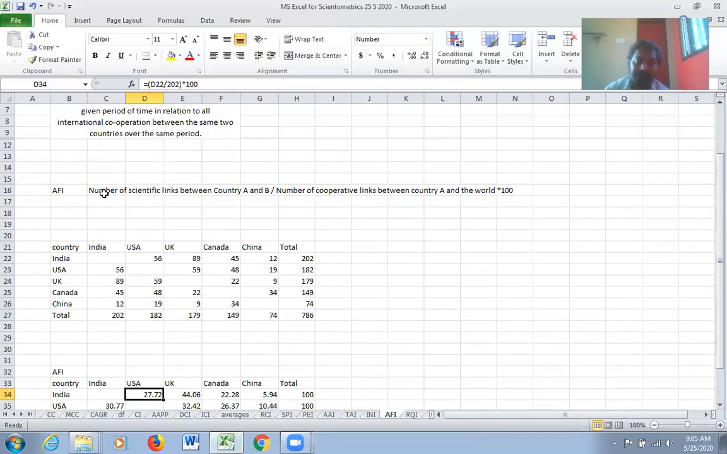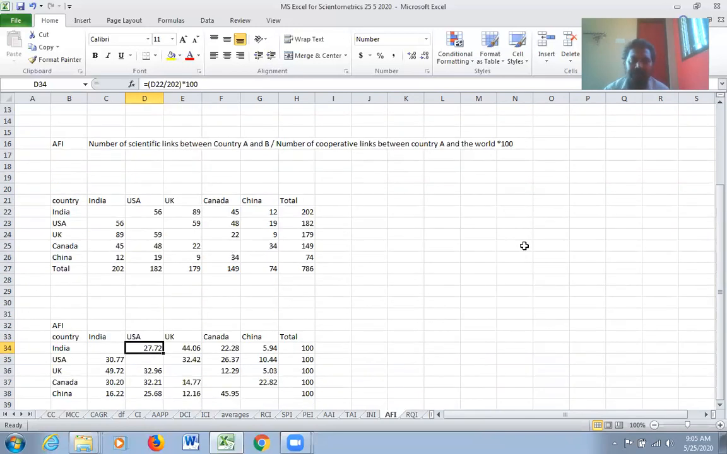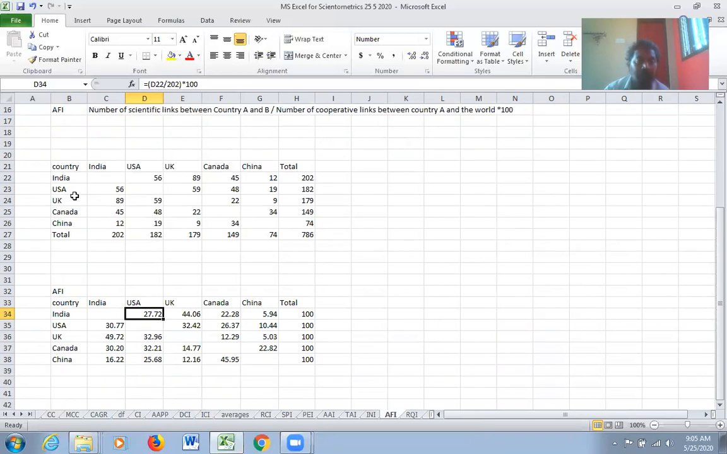The formula says: number of scientific links between country A and B, divided by number of cooperative links between country A and the world, into 100. Let us see an example. India has 202 publications, of which 56 are with the USA, 89 with the UK, 45 with Canada, and 12 with China. Here I have taken only India's internationally collaborated papers. Other papers are not taken into consideration.